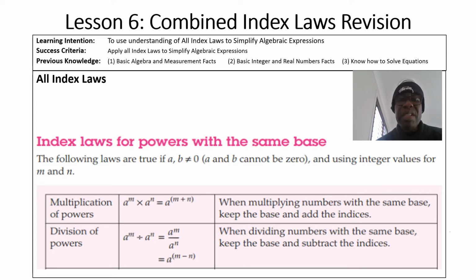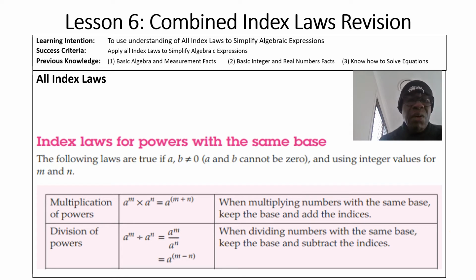Right. These are the laws that we've learned. And all these laws are true for all values of A and B being non-zero and using integer values for M and N.